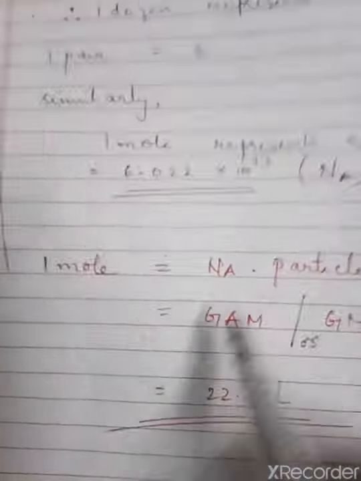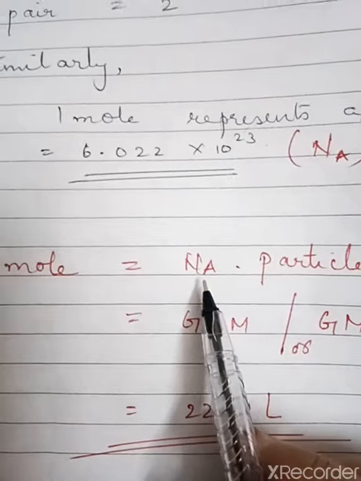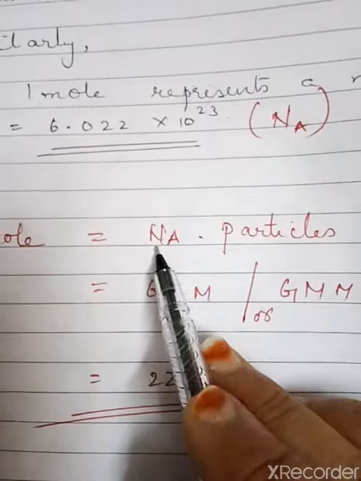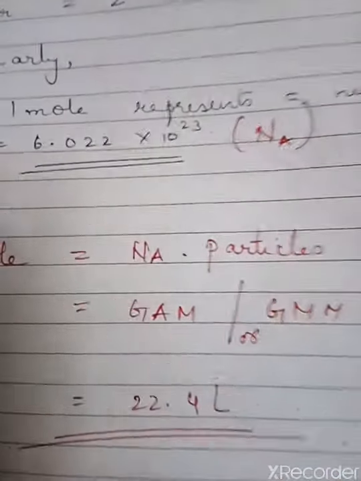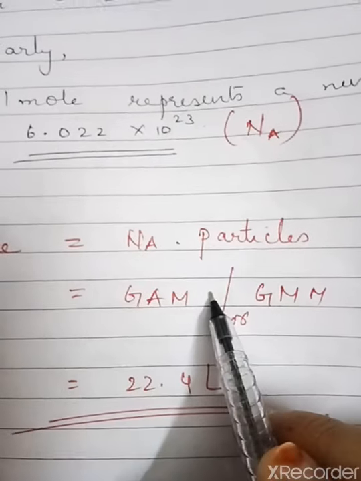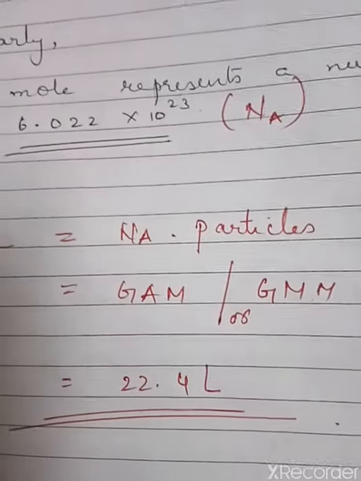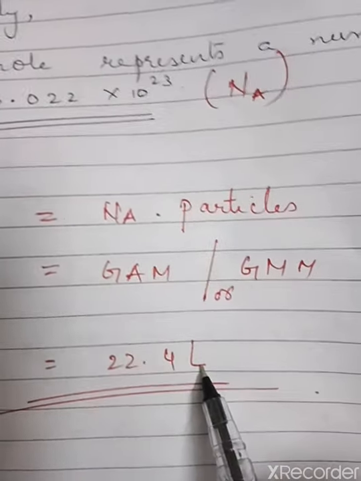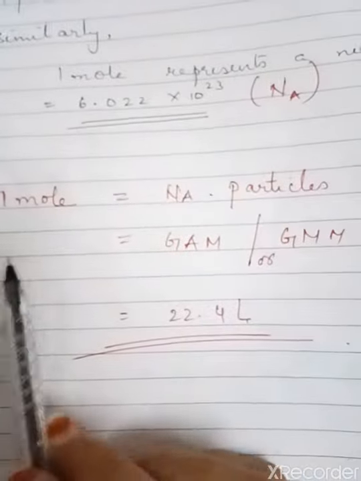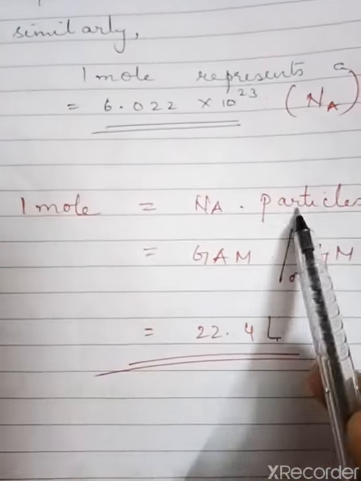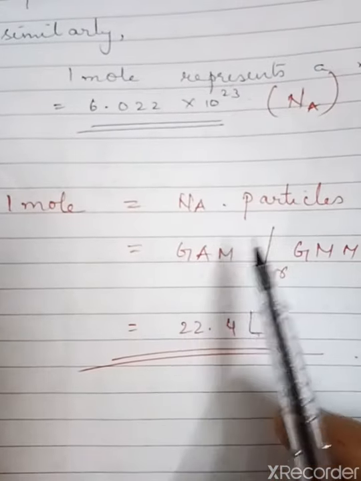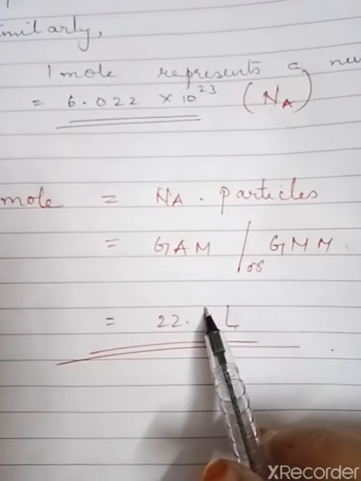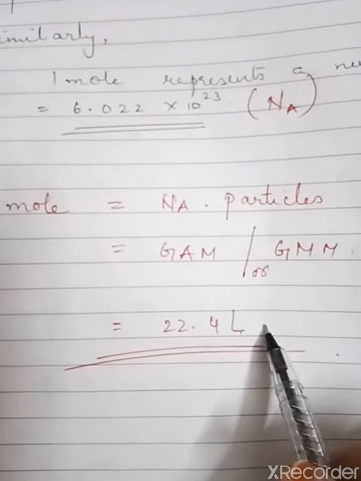Now, 1 mole is equal to how many particles? 6.022 × 10^23, which is written as N_A particles, and the mass it will have is equal to the gram atomic mass or gram molecular mass. We'll discuss ahead what GAM and GMM are. And the volume of 1 mole is 22.4 liters. This is in short 1 mole. So 1 mole represents a particular number of particles, 6.022 × 10^23, and it has a mass equal to either the gram atomic mass or gram molecular mass, and the volume occupied by it is 22.4 liters.